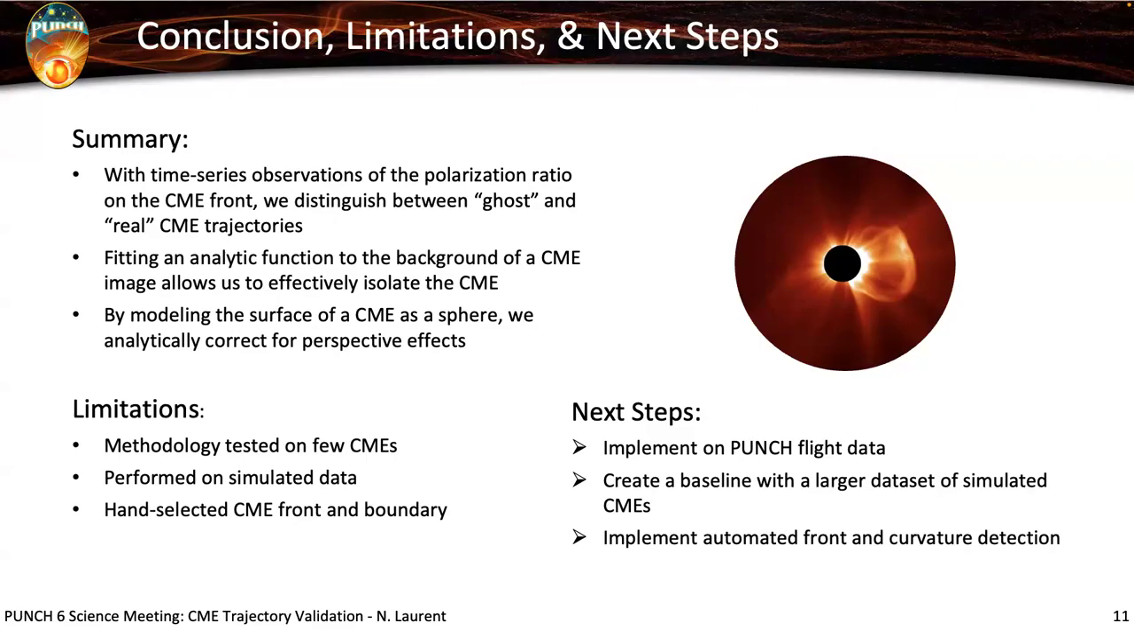Some current limitations of this method are that we've tested on fairly few CMEs. The CME challenge dataset contains 4 CMEs, each with a few perspectives each. And of course, we have only performed those calculations on simulated data so far. So we would love to implement on actual PUNCH flight data, and additionally implement automated front-end curvature detection, so modeling the CME so we don't have to use hand-selected CME front and boundary points. So thank you, and go PUNCH.